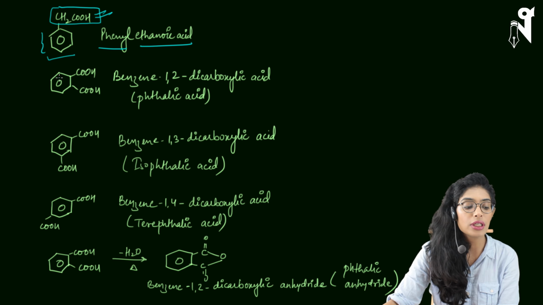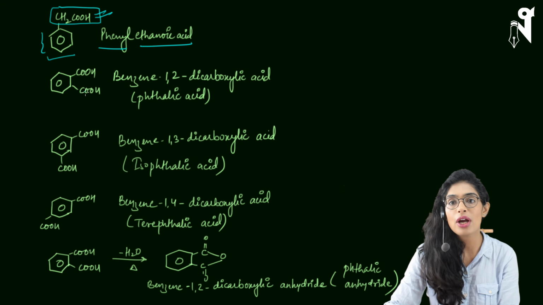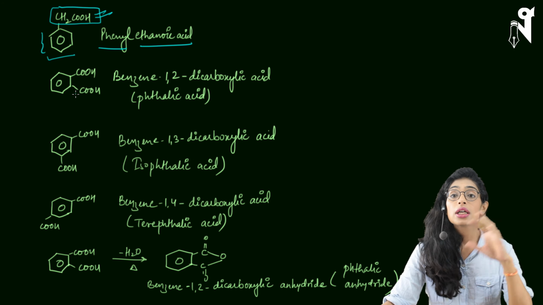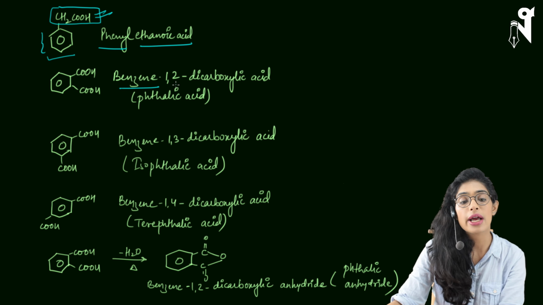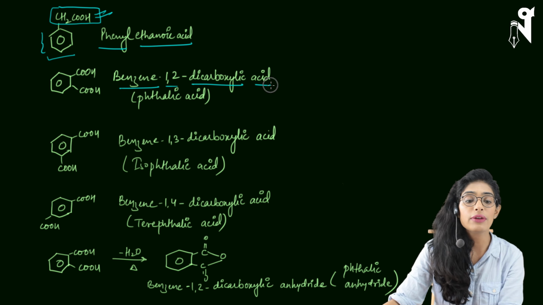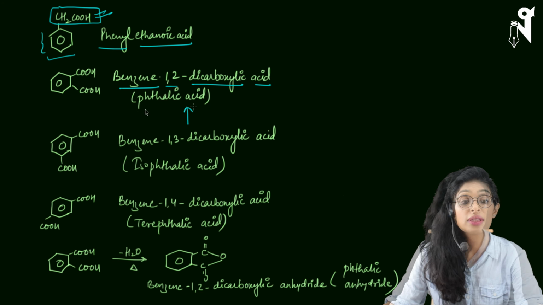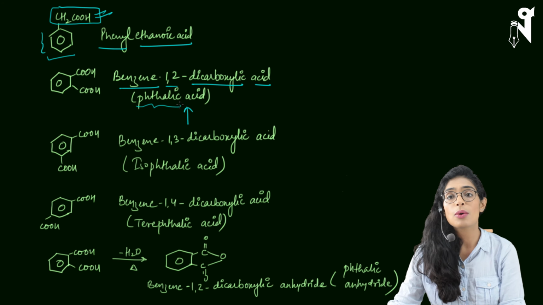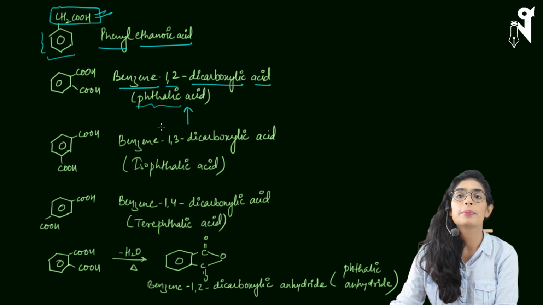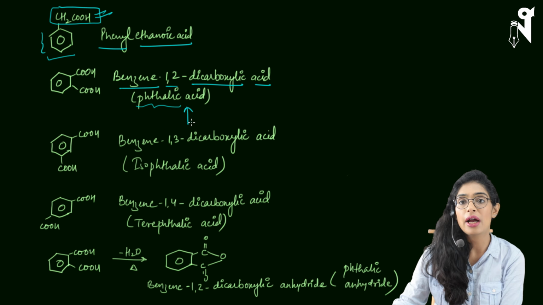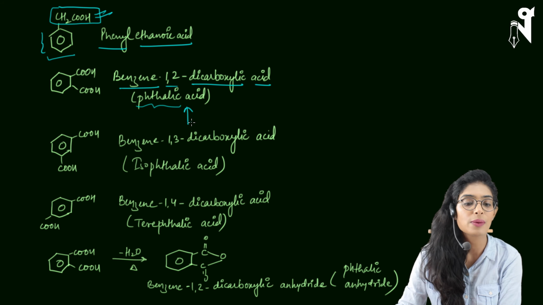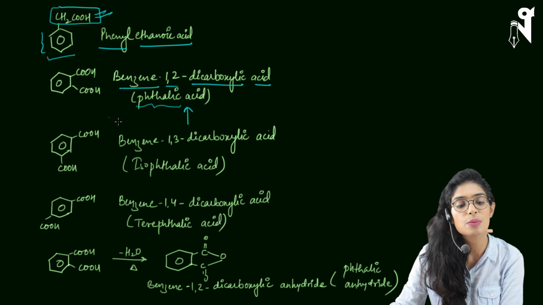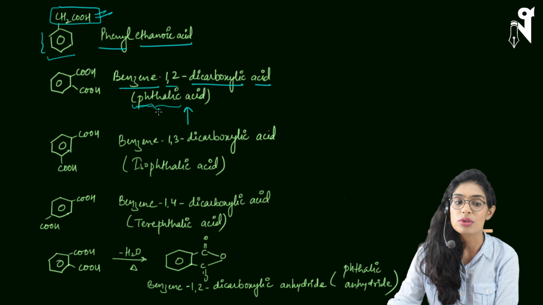Next, I have benzene with two COOH groups present here. We will be treating it exactly the same way as the original compound, benzene with COOH. So it will be benzene 1, 2 dicarboxylic acid. And the common name for this compound is phthalic acid. This phthalic acid is a very important reagent, about which we'll be learning again in the higher grades or other chapters. We will be using this phthalic acid for preparation of various other compounds.